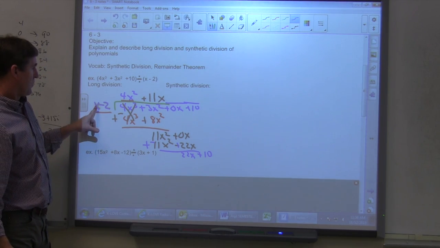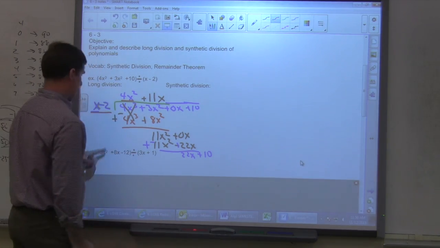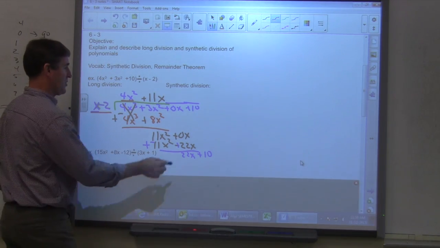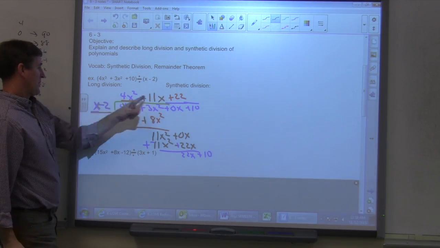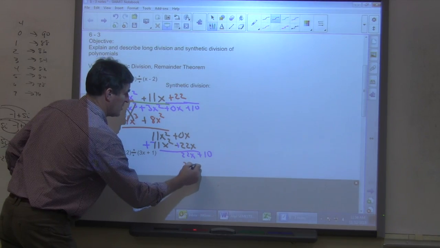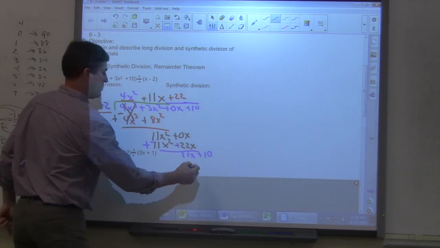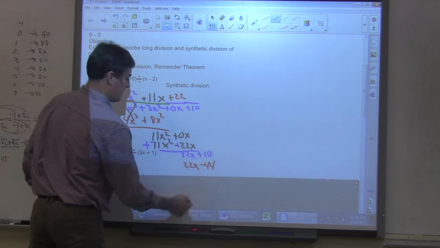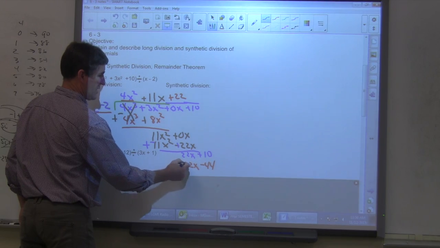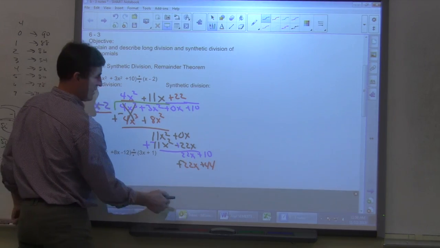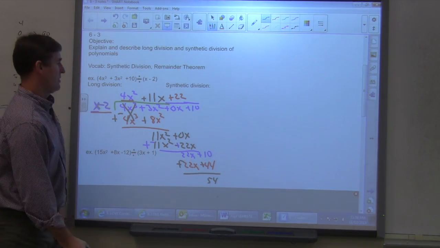Then we repeat the process again. We say, what do we have to multiply x by to get to 22x? And that would just be 22. And 22 times x is 22x. And 22 times negative 2 is negative 44. Again, we have to subtract. So we change the signs and add, and we get 54. And that is our remainder.